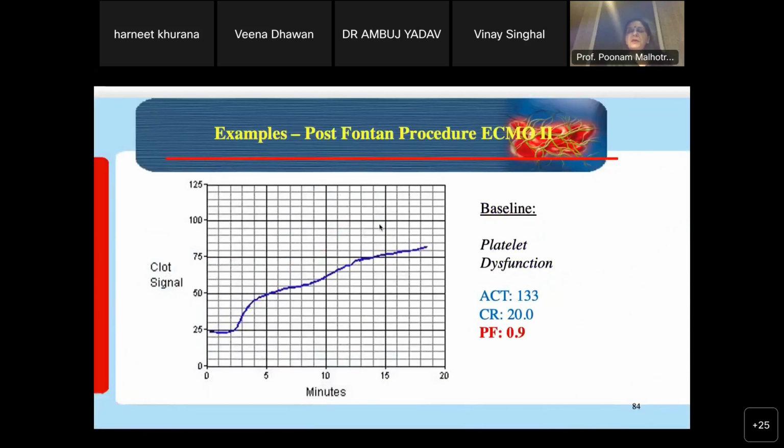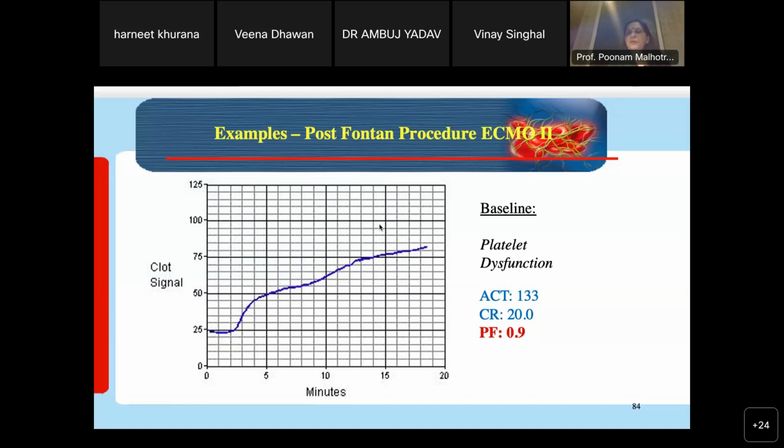What did we do? We saw it is platelet dysfunction. ACT was 133, the clot rate was 20, and the PF Son was 0.9. So the clot is not retracting, and it's not peaking. It's less; normal is 1.6 and above. When something like this is happening, you know that this patient has a platelet dysfunction. Don't give anything. Just ask your blood bank to arrange 8 to 10 units of single donor platelets, or 4 units of single donor and 8 to 10 random donor platelets, the normal PCCs that we call them. Give over a period of 24 hours and see your patient peaking again.